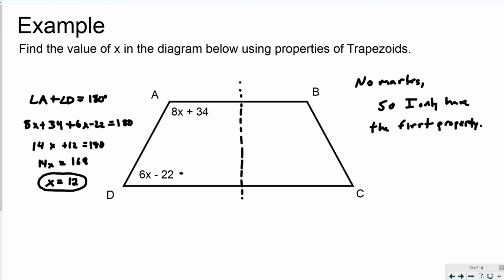Take away 22. When I substitute x in here, this gives me a 50-degree measurement here, which, knowing the basic properties, means that this one here has to be 130. But if I plug in a 12 here as well, I'll get 96 plus 34 is 130 degrees. So it works out like it's supposed to.